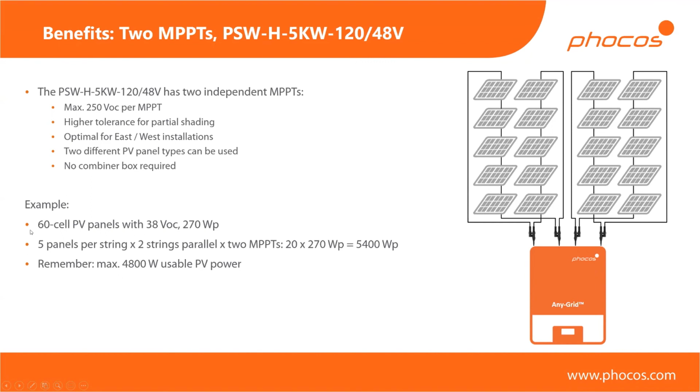So in this example, we're using 60 cell modules, which typically have about 38 volt open circuit and 270 watt peak plus minus, let's say 15 watts. And in this example, we have 20 modules connected, which will give you up to 5.4 kilowatts of PV power potential, of which 4,800 watts are truly usable at any point.